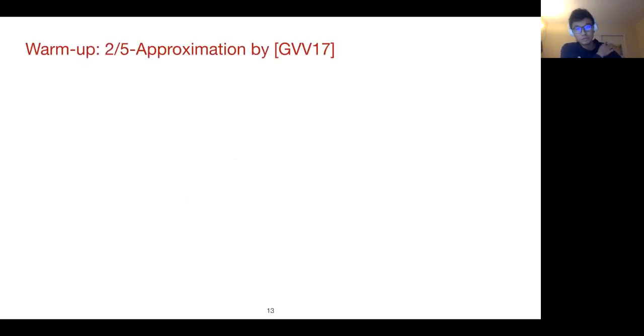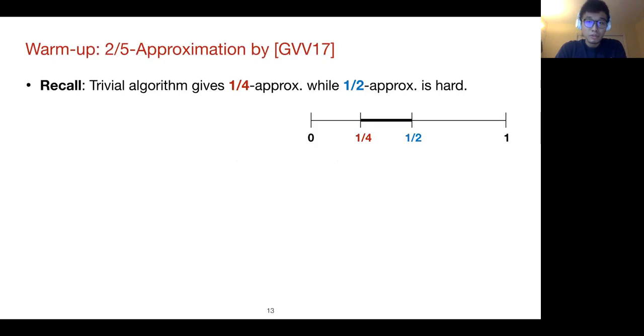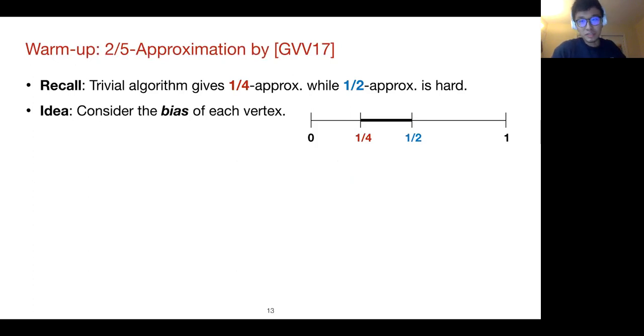Okay, so before talking about our algorithm, maybe let's first take a look at the 2/5 approximation by the previous work of Golovnev, Velusamy, and Velusamy. Recall that prior to their work, the only known algorithm is the trivial 1/4 approximation algorithm. The key idea of that work is to consider more information than the number of edges. And this information is called bias.